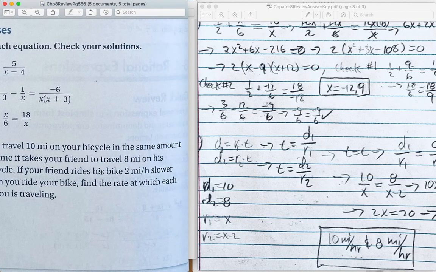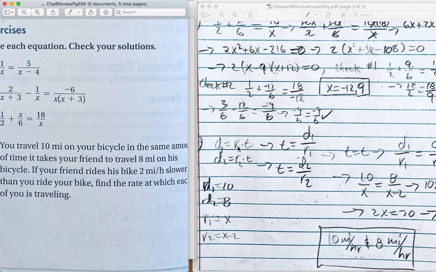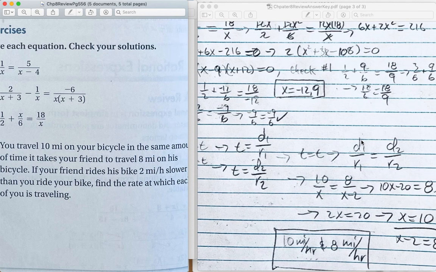So I'm going to rename this equation. I have D1 equals R1 times T. I have D2 equals R2 times T. The reason why I have D1 and D2 is because he traveled 8 miles, you traveled 10 miles. The rate's going to be different, but the time is going to be the same. So I'm going to do everything in terms of time. So I'm going to divide both sides by R. So T equals D1 divided by R1. T equals D2 divided by R2. I set those two guys equal to each other. So if T equals T, then D1 over R1 equals D2 over R2.